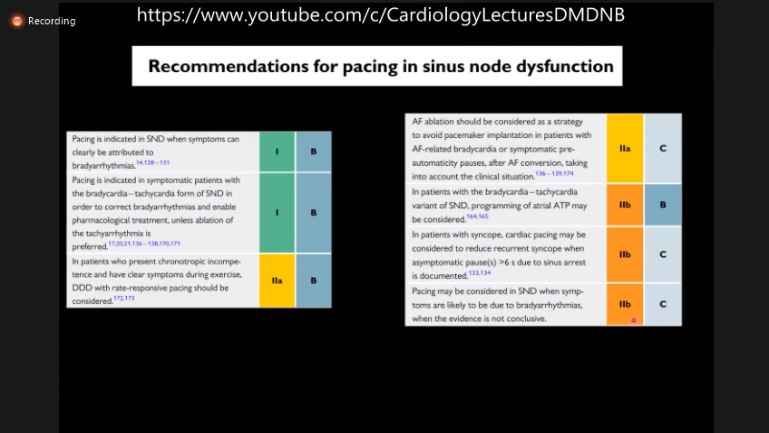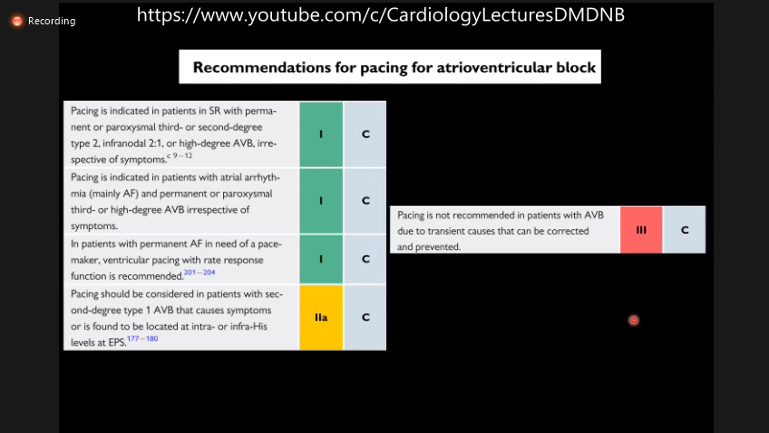So moving on, what are the current recommendations for pacing for AV blocks? I think these are fairly straightforward and have not changed much in terms of reclassification. So definitely a high level of evidence for pacing for patients in sinus rhythm with permanent or paroxysmal third or second degree type 2 block. It could be infranodal 2:1 or high grade AV block, irrespective of symptoms. So that's been fairly consistent.